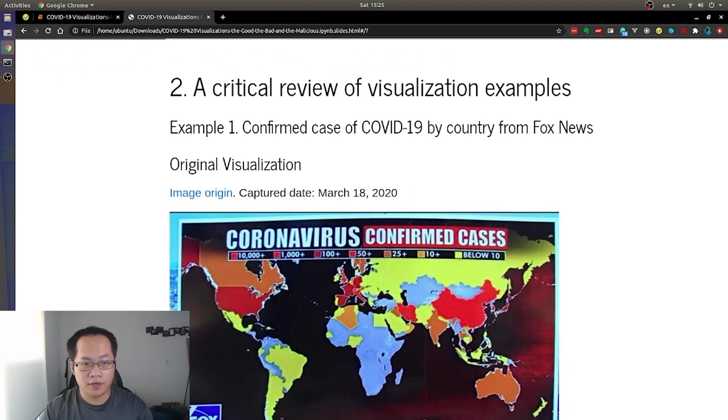All right, so here comes our first example. This is a visualization broadcasted by Fox News. It is a confirmed case of COVID-19 by country. And this picture has an image origin attached from Twitter. And it is captured on March 18th, 2020. So it's about 8 months ago.